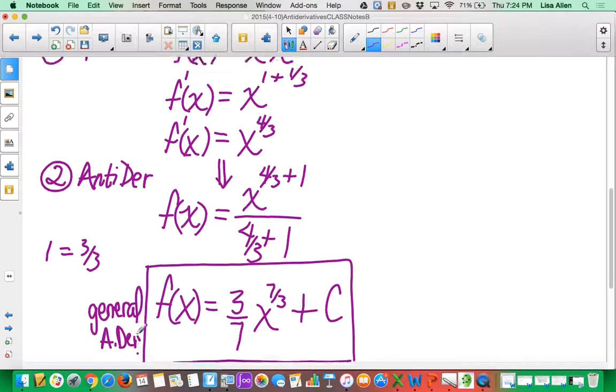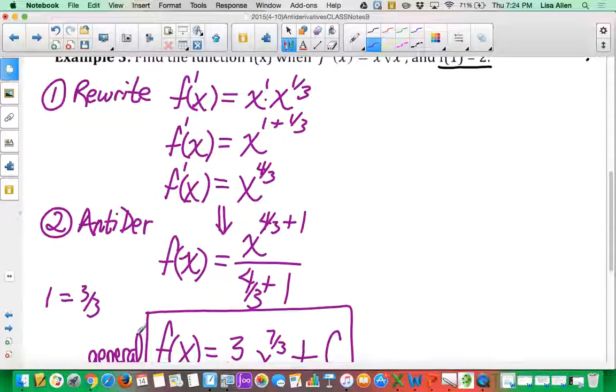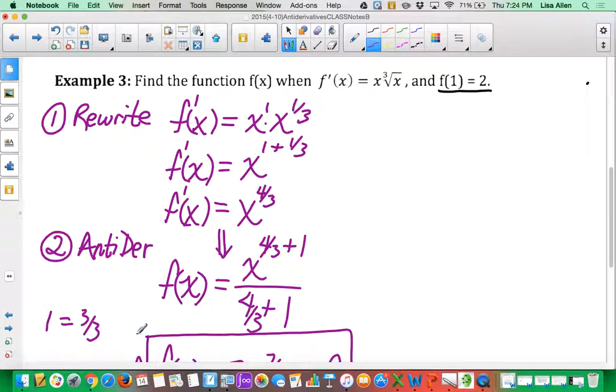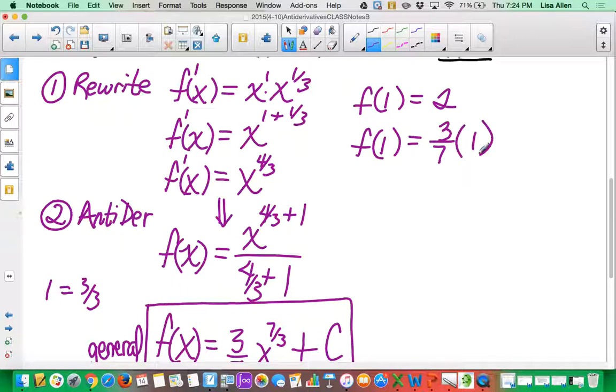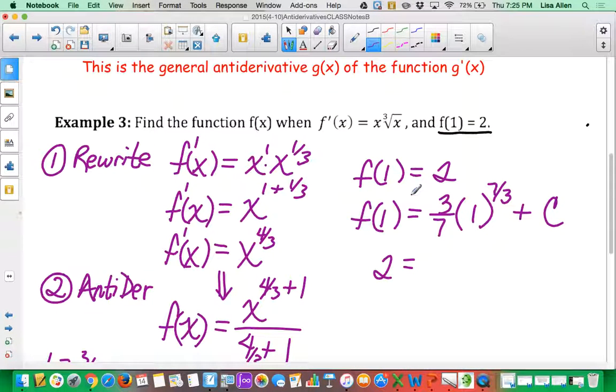So now we want to get our specific antiderivative using the specific information f of 1 is equal to 2. So we have f of 1 being equal to 2. So right now f of 1 is then equal to 3/7 times 1 to the 7/3 plus c. And what this allows us to do is to solve for the arbitrary constant c for a specific antiderivative. So we get f of 1 is 2 is equal to, then 3/7 times 1, so we get 3/7 plus c.